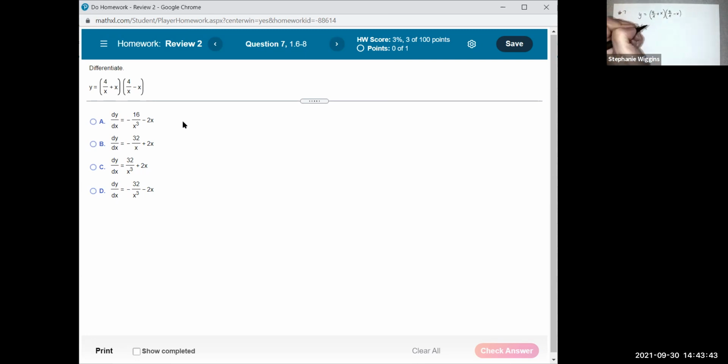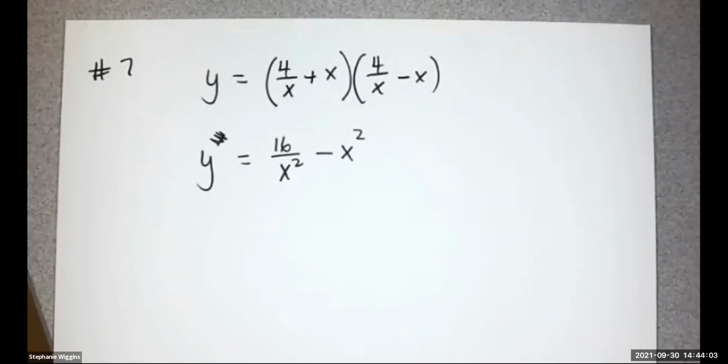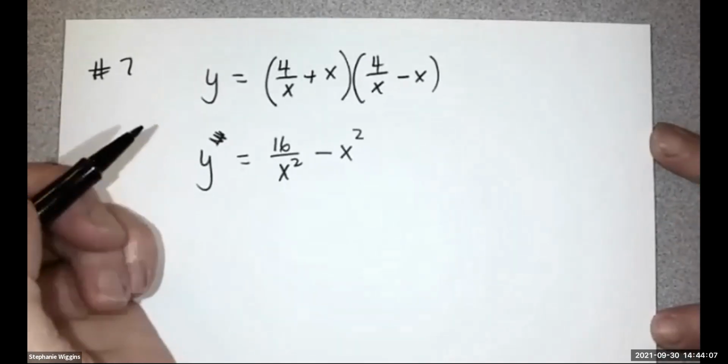So y, if I FOIL that out, I get 16 over x squared, and then I get plus 4x over x, which is just 4, and then minus, that's going to cancel. And so my last term is going to be minus x squared. Sorry about that. I need to stop sharing so you can see that better. Okay, so I went ahead and FOILed it out. Now I'm going to go ahead and take the derivative.